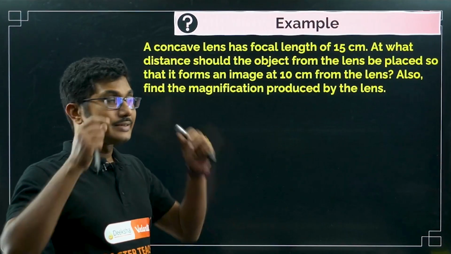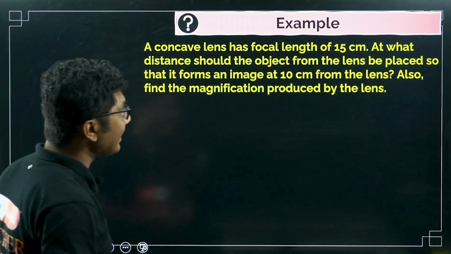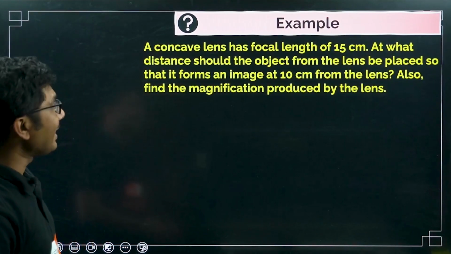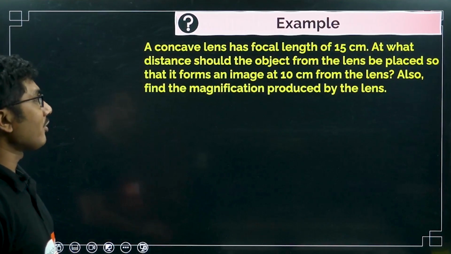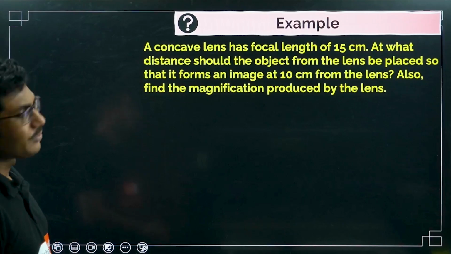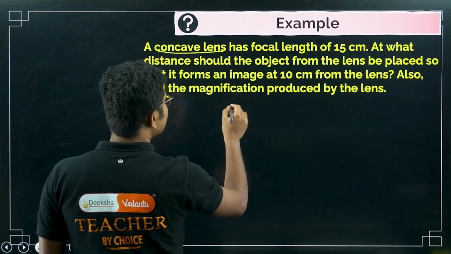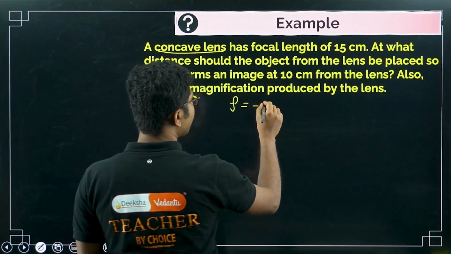So let's see an example problem. A concave lens has a focal length of 15 cm. At what distance should the object be placed from the lens so that it forms an image at 10 cm from the lens? Also find the magnification produced by the lens. First of all, it's a concave lens, so its focal length is negative. Focal length is minus 15 cm.